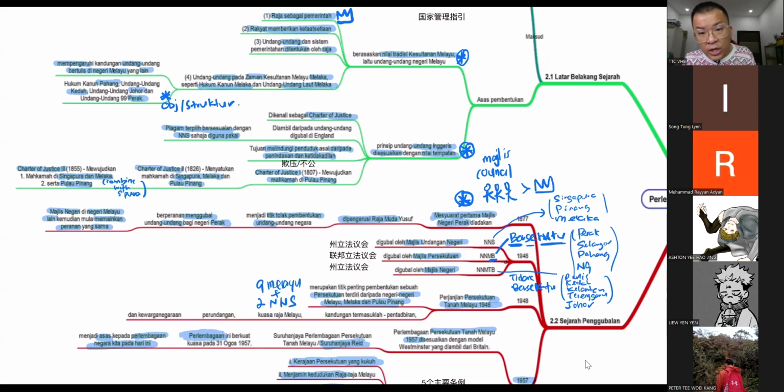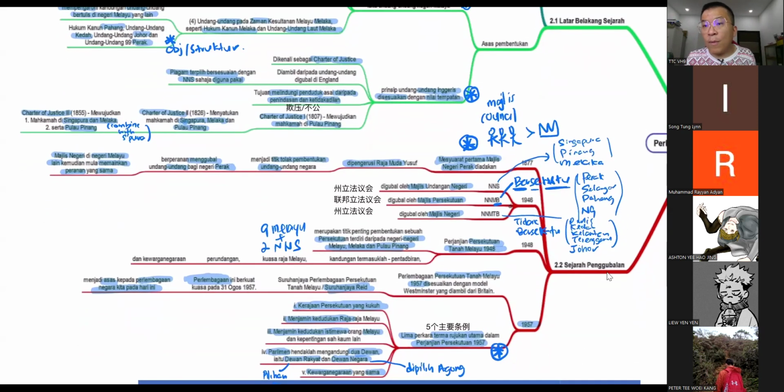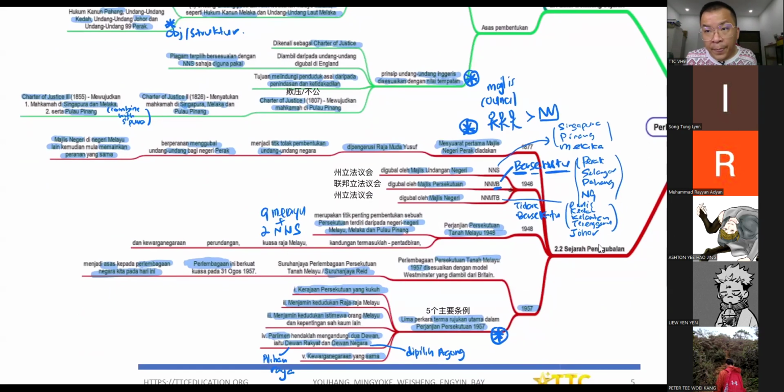Okay, so this one is talking about the sejarah pengubalan. Pengubalan means who makes the law. So the first council that replaced the king to make law happened in Perak. So you put a star here.